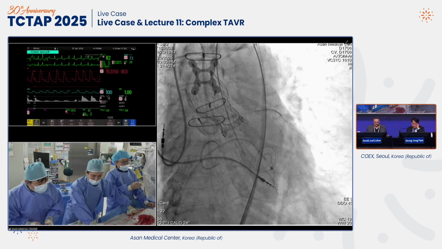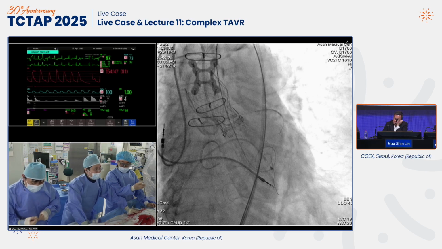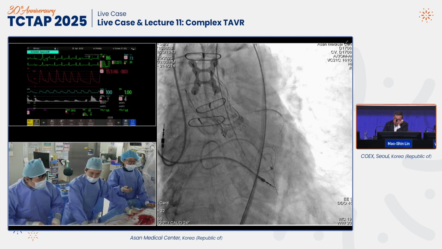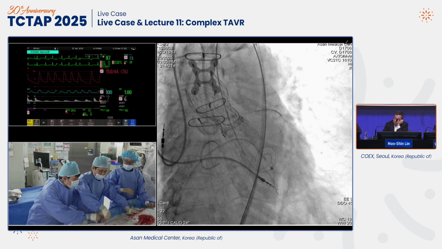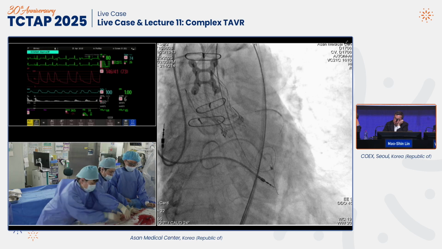Absolutely. After checking the angiography, if there is some obstruction, we do the chimney, and without any obstruction, we don't need the chimney. Yeah.